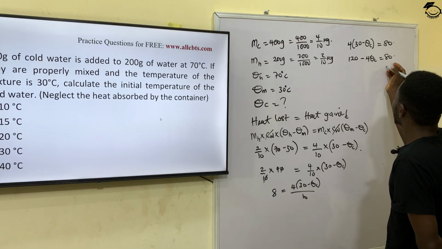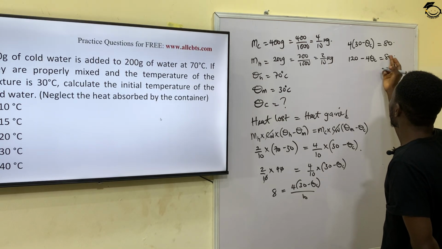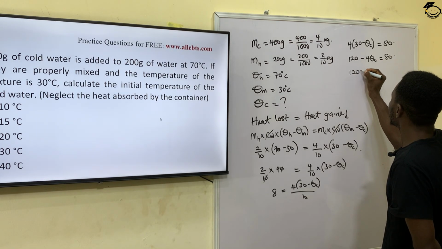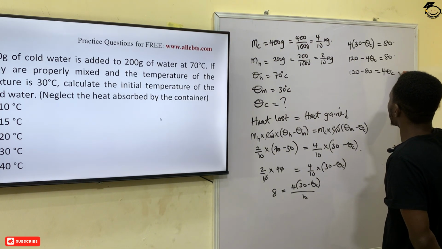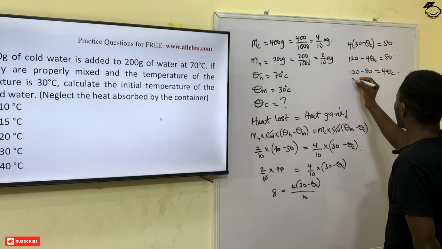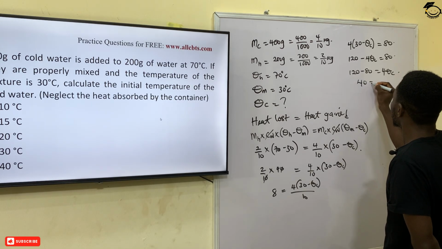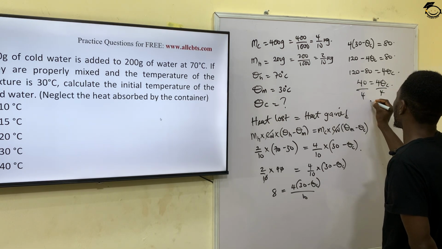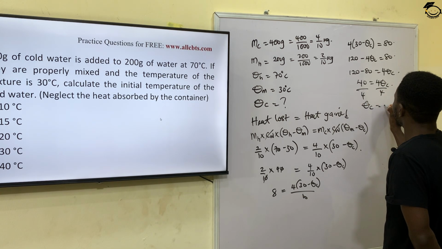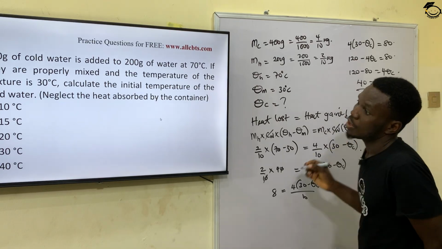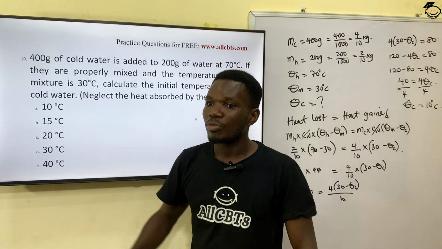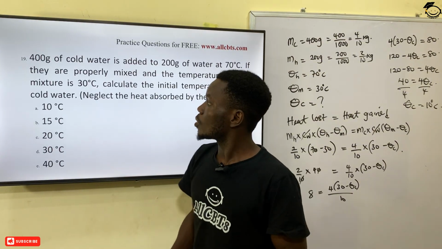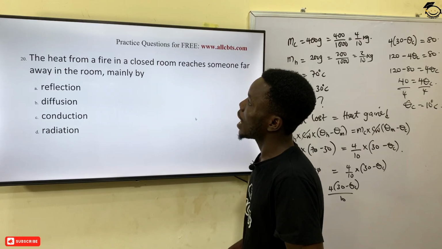So if I move this side and move this way, I'll have 120 minus 80 is equal to 4 theta of cold water. If I subtract these two, I'll get 40 is equal to 4 times temperature of cold water. Divide both sides by 4. It means that the temperature of cold water is 10 degrees Celsius. So the temperature of the cold water was 10 degrees Celsius before the hot water was added. So moving on to the next question, question number 20.